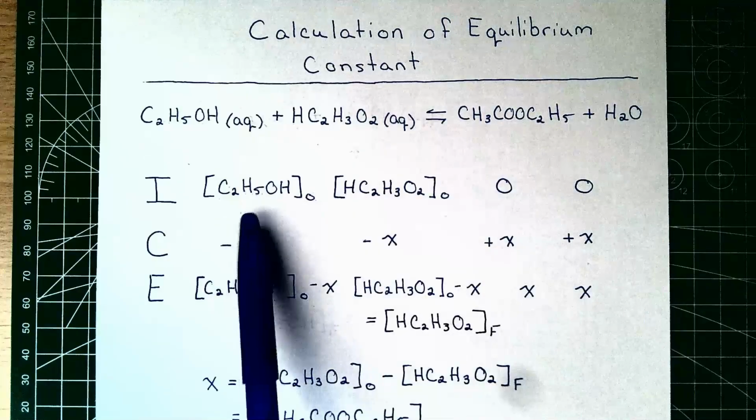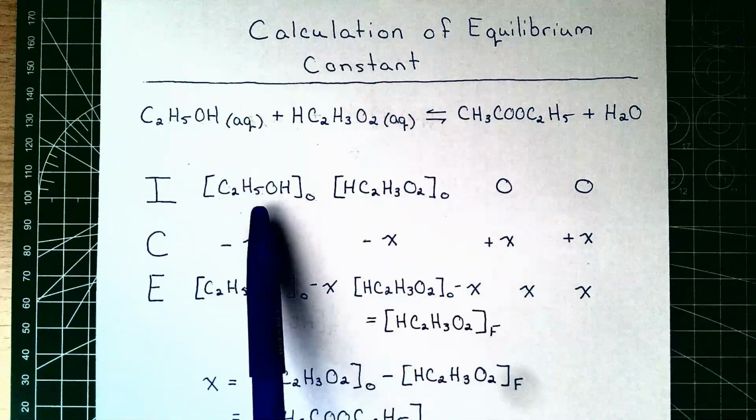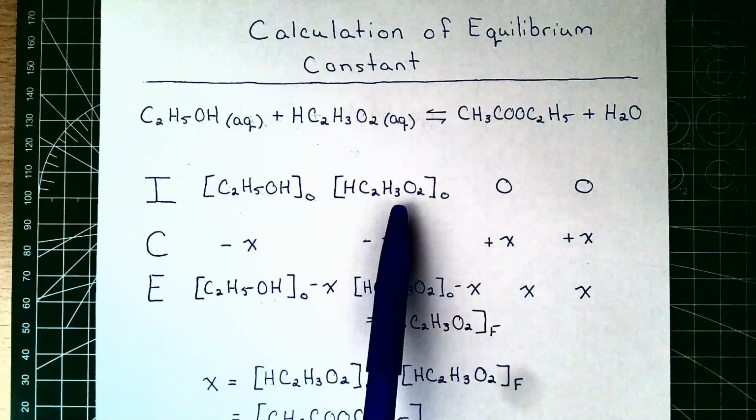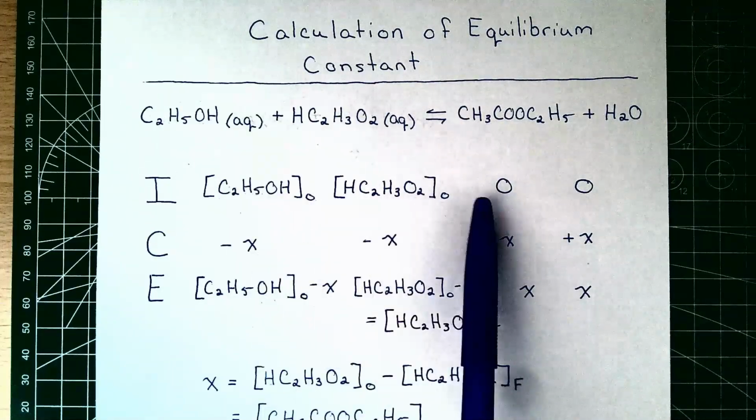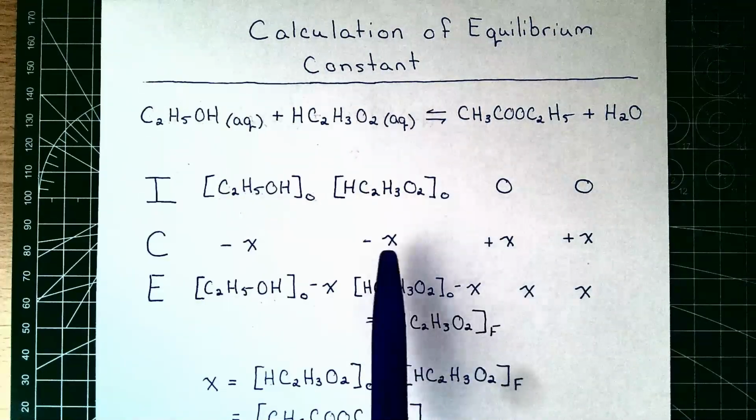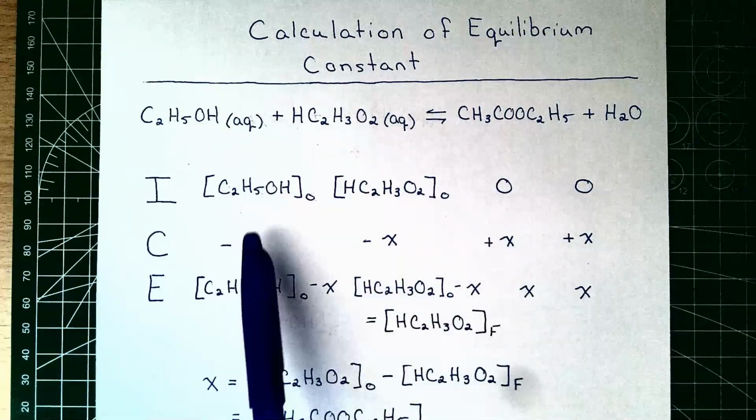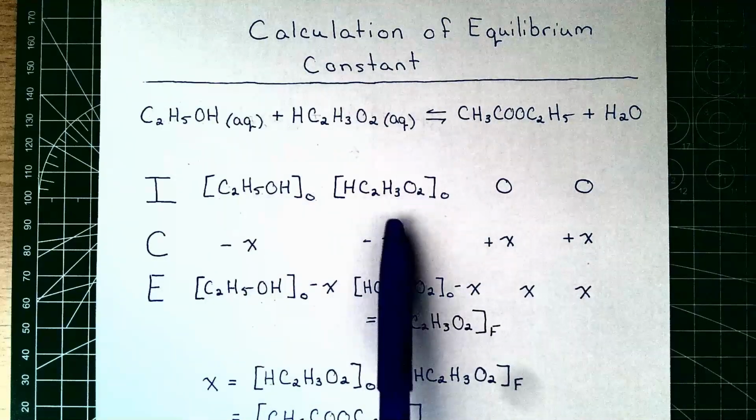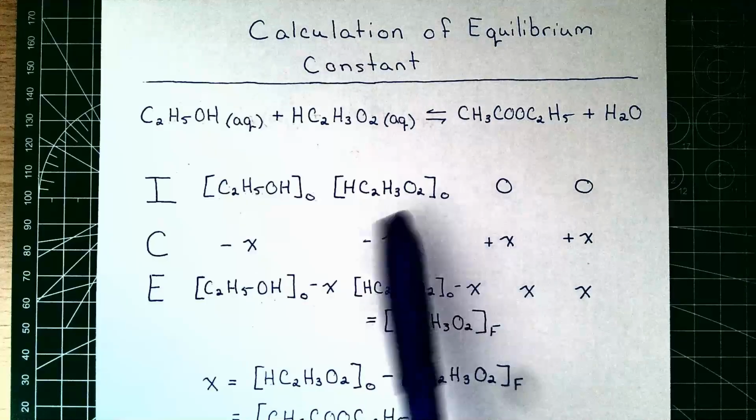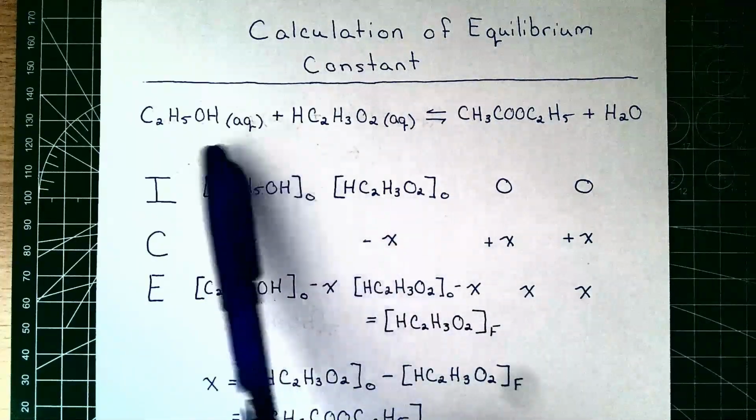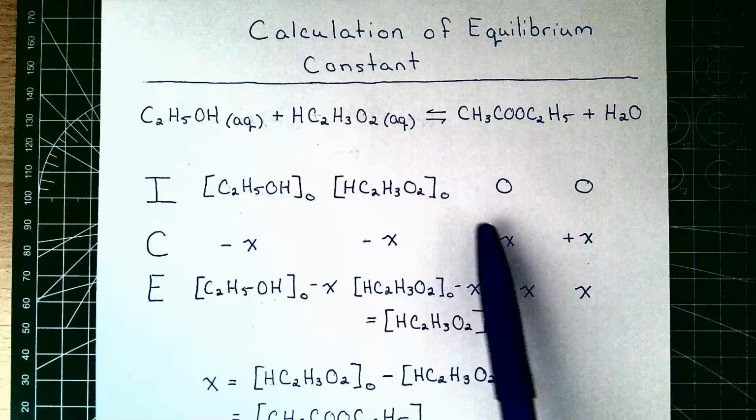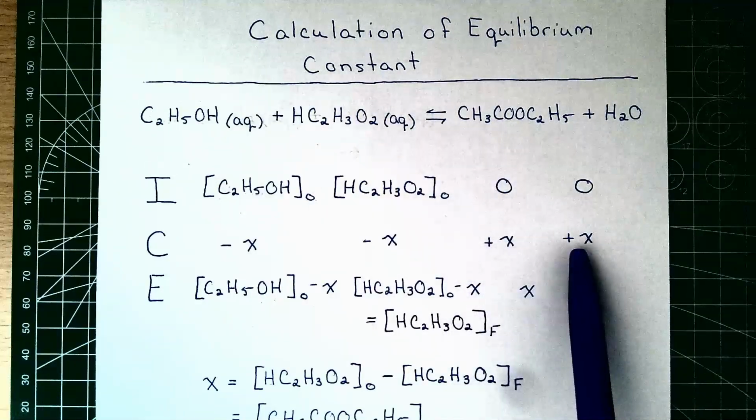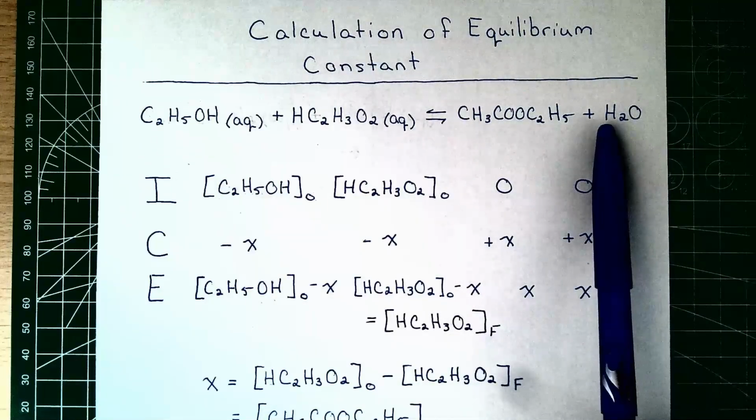We have ethanol plus acetic acid is going to form ethyl acetate and water. If we do our ICE table, we started off with the initial concentrations of ethanol and acetic acid. We had yet to produce any products. Every bit of ethanol that is consumed, there will be an equal amount of the acetic acid consumed because they're in a 1-to-1 ratio. And that's going to produce 1 mole of the ethyl acetate, and it's going to produce an equal amount of the water.